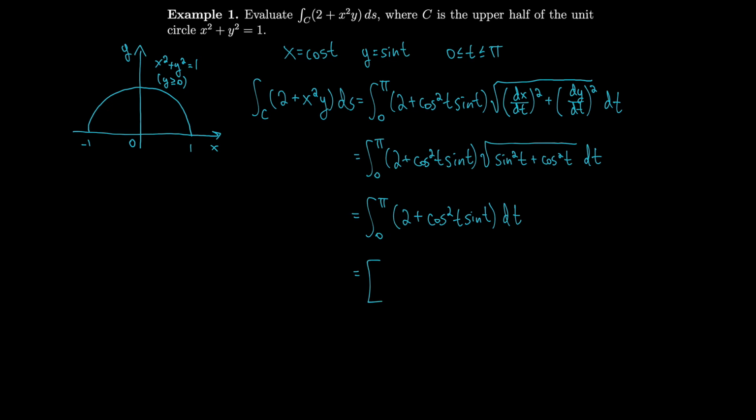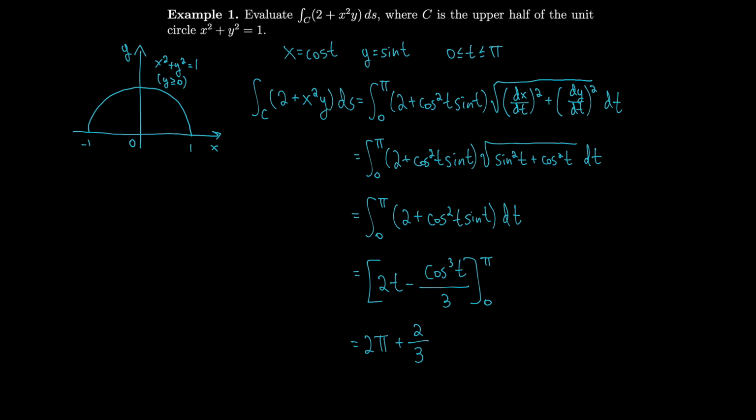So then I integrate, take the antiderivative, I get 2t minus cosine cubed over 3 from 0 to pi, which is just 2 pi plus 2/3.